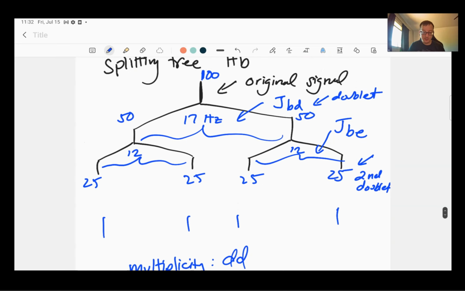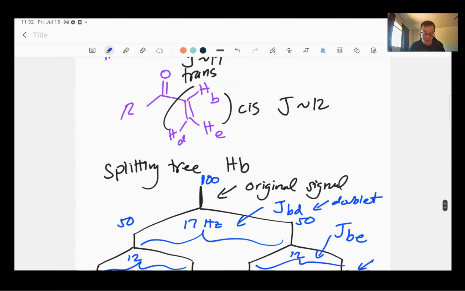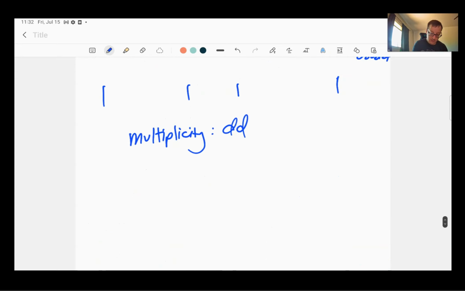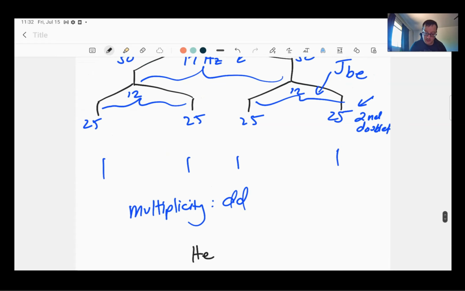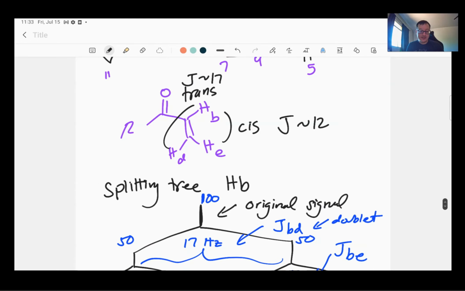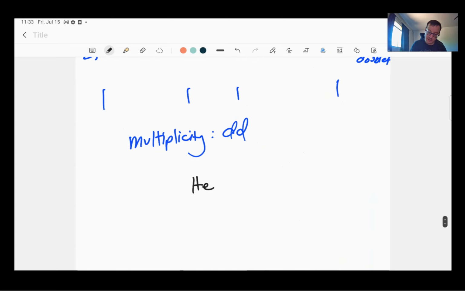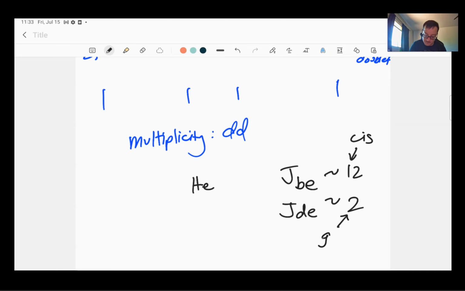And then let's just do one of the others. Why don't we look at HE? If we look at HE instead, HE sees 2 hydrogens. It sees B and D. So we would expect that we would have our 2 constants. Again, you don't need to memorize these numbers, but they're about 12 and 2, respectively. Because we have the cis relationship and then we have the geminal relationship between them.